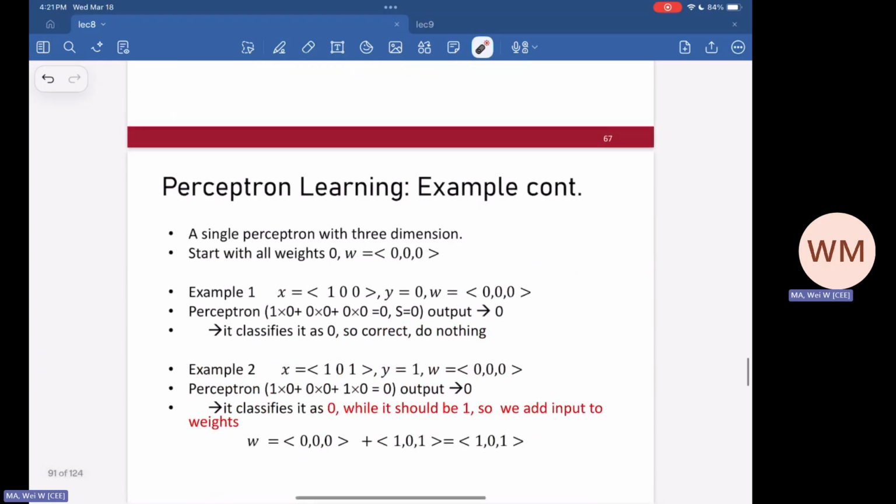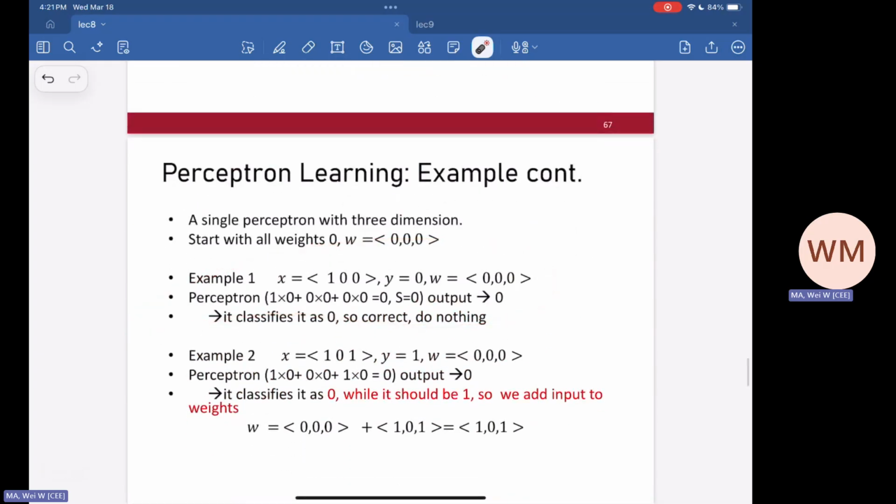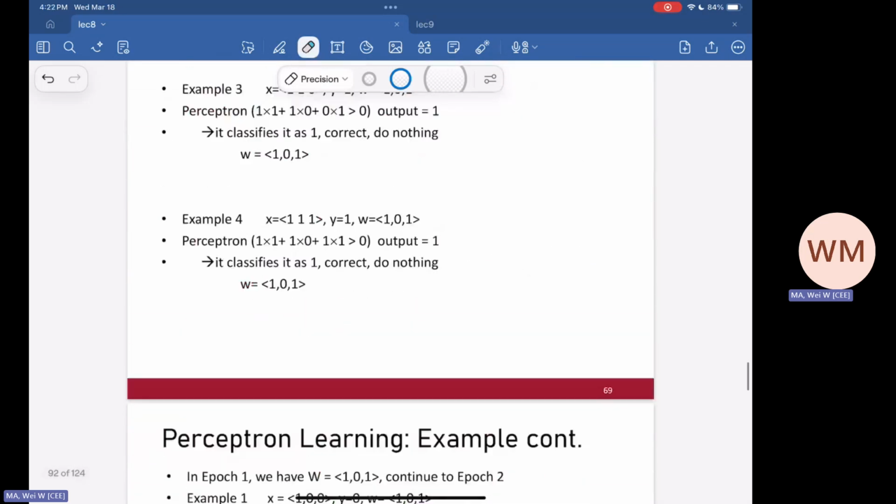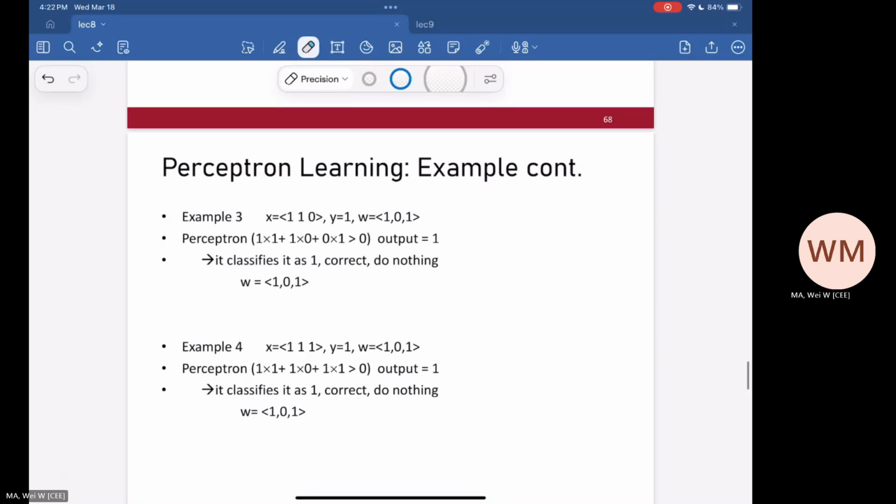Then you look at the third data point. You can check that it's correct, and then you look at the fourth data point. You'll notice that it's also correct. So you can see here, we checked 4 data and we did 1 update.